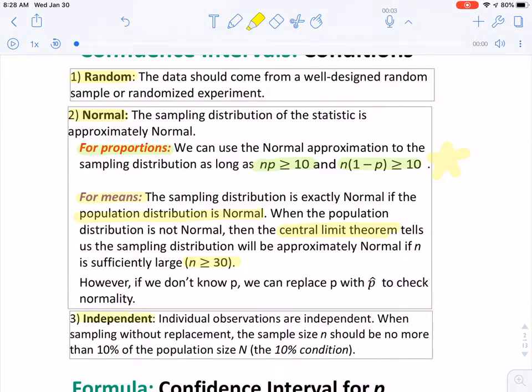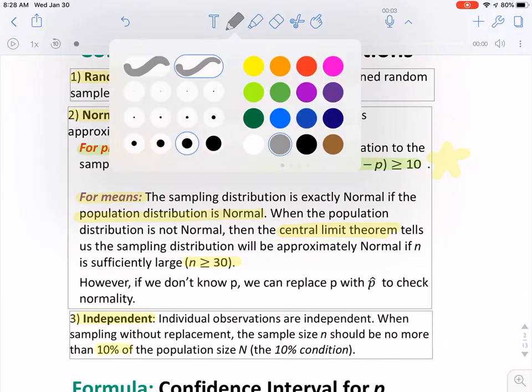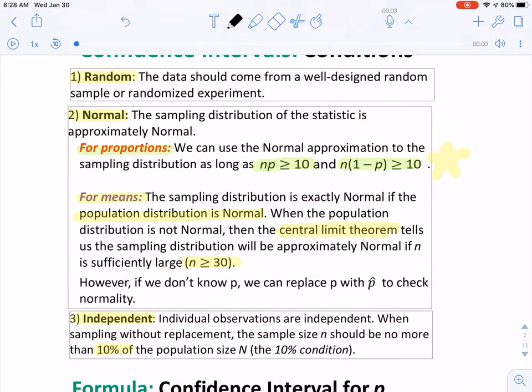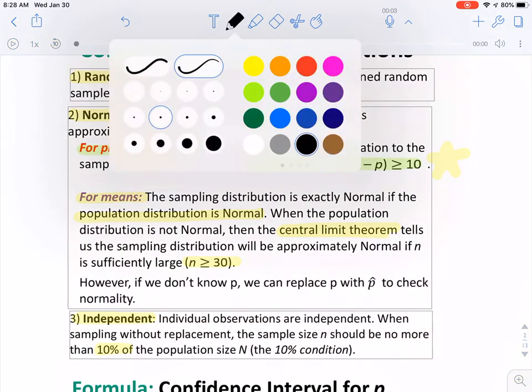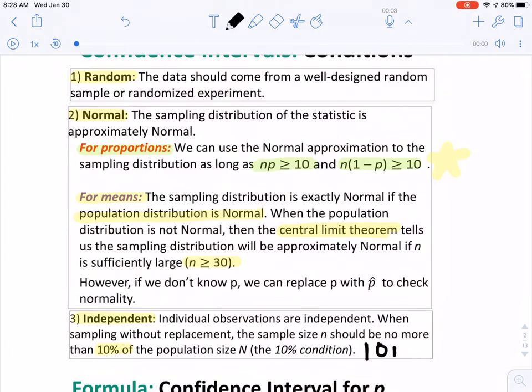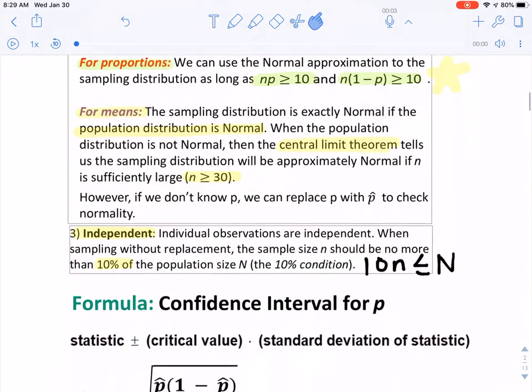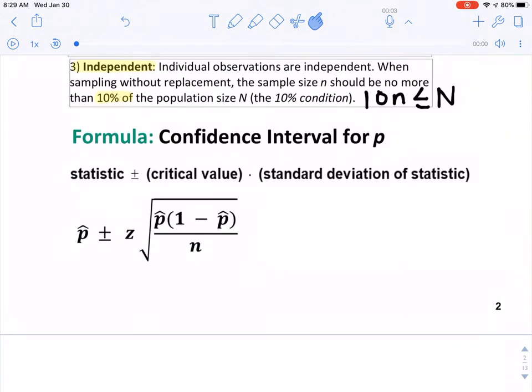Okay, and the last condition, and this is really what confirms independence, is what we had referred to as the 10% condition. The 10% condition is us showing that our sample size is definitely going to be less than or equal to 10% of the population. And that again is based on the fact that if we're sampling without replacement, in order for us to conclude independence, we need to make sure we're not taking too much of a chunk of the population.